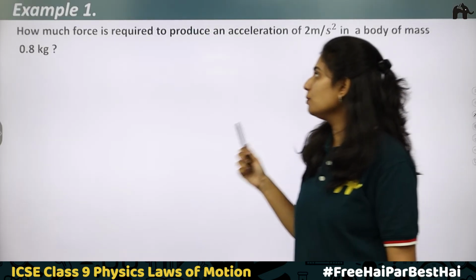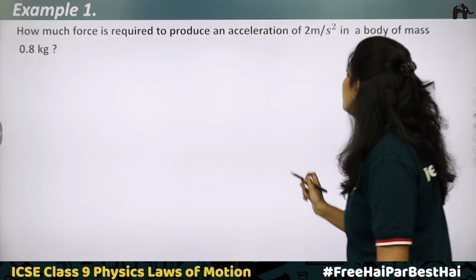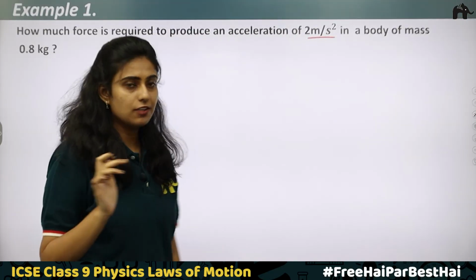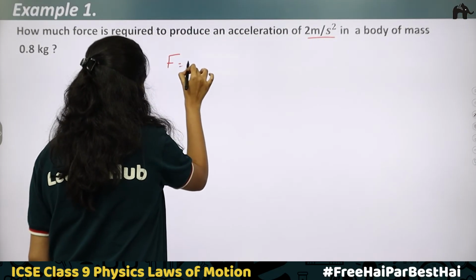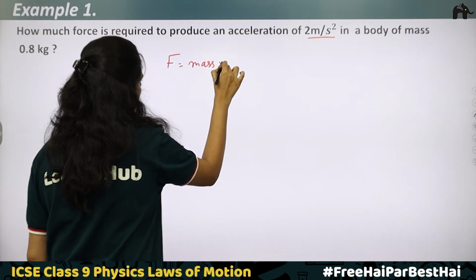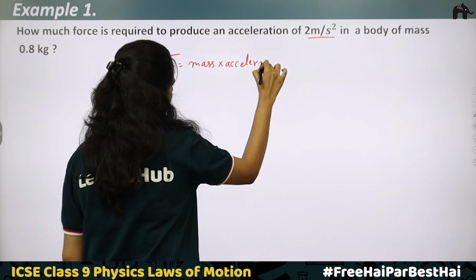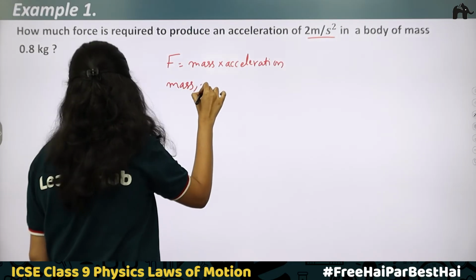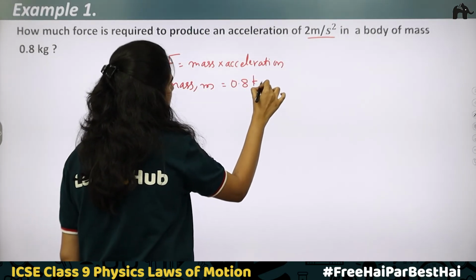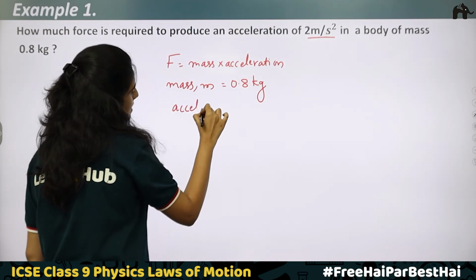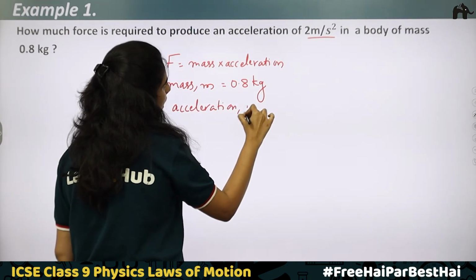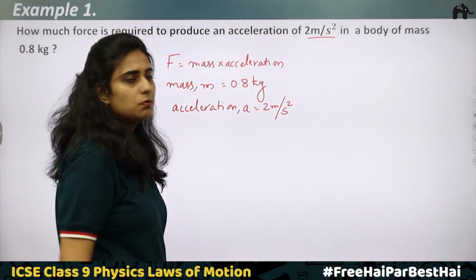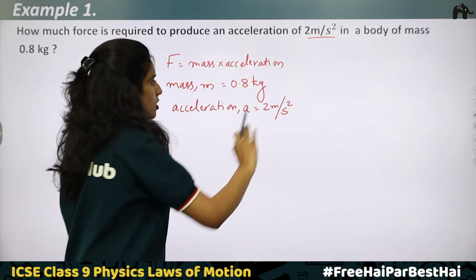Let us take an example. How much force is required to produce an acceleration of 2 meter per second square in a body of mass 0.8 kg? We have to find the force. We have force is equal to mass into acceleration. Here we are given that mass m is equal to 0.8 kilogram. Also acceleration is given. Acceleration a is equal to 2 meter per second square. So here mass and acceleration both are in their SI units. So no conversion is necessary.